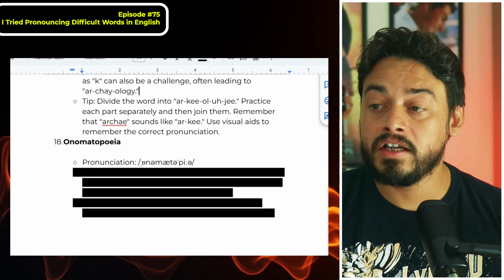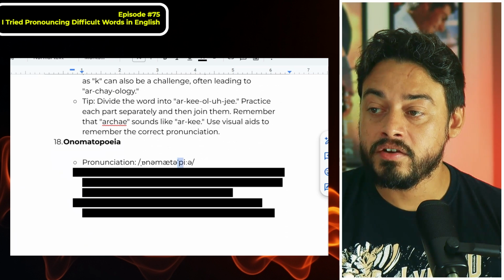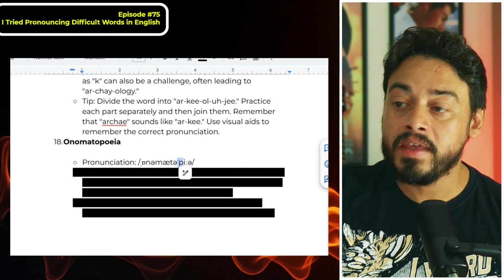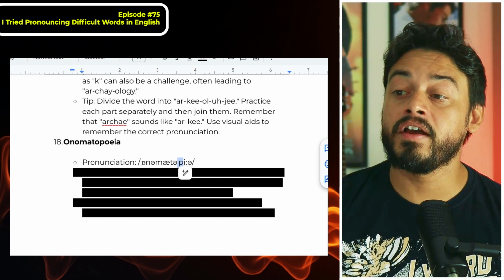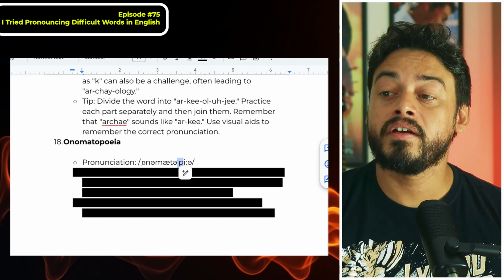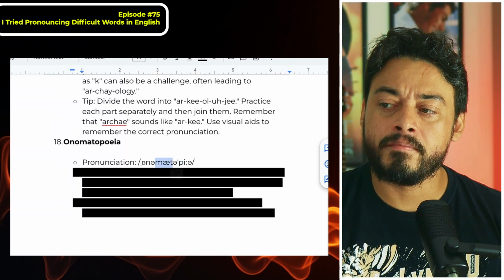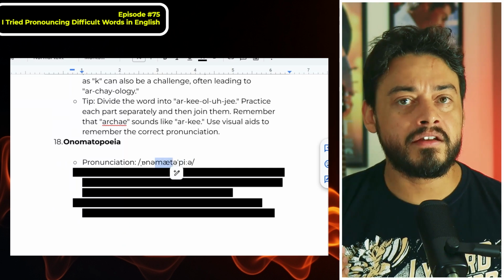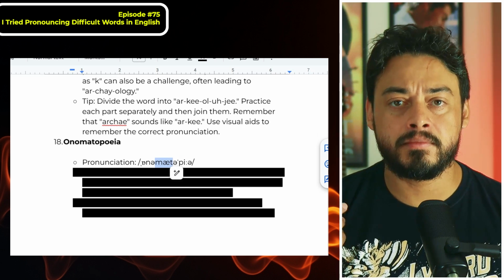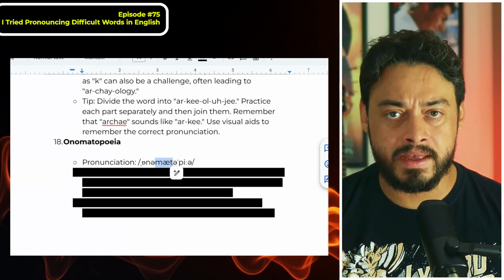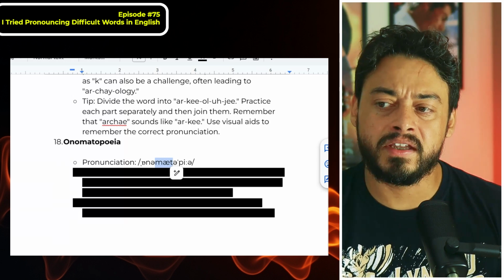Onomatopoeia. So as you can see here, the stress is on the pee, the P. So onomatopoeia, all right? Depending on the speaker, I've also heard a different vowel instead of ma. So you might hear onoma or onomatopoeia, but both are fine, all right?